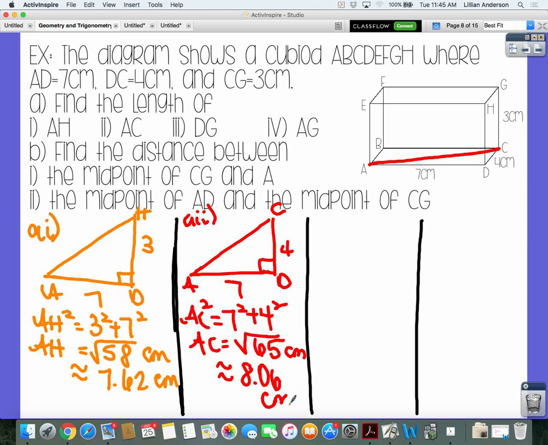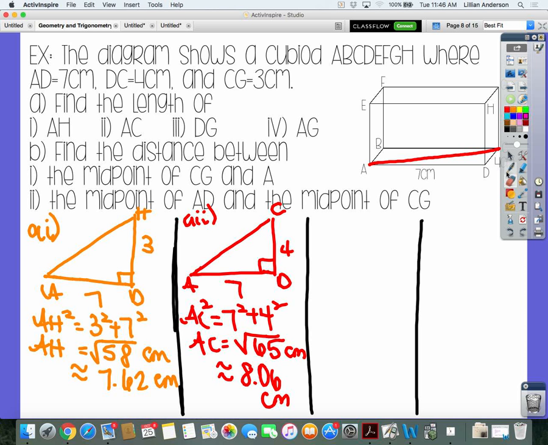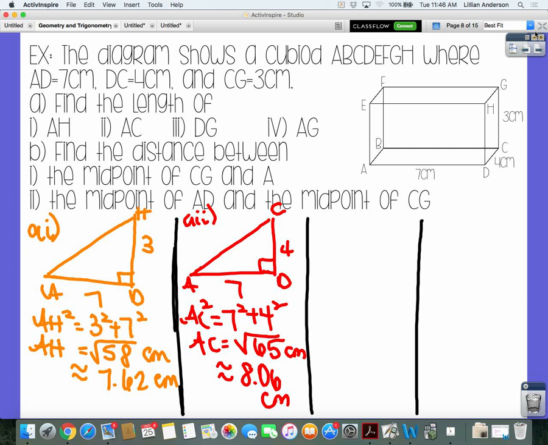8.06 centimeters. Please make sure you include your units so you don't lose those unit penalties. All right. Now to find DG. DG is located right here.